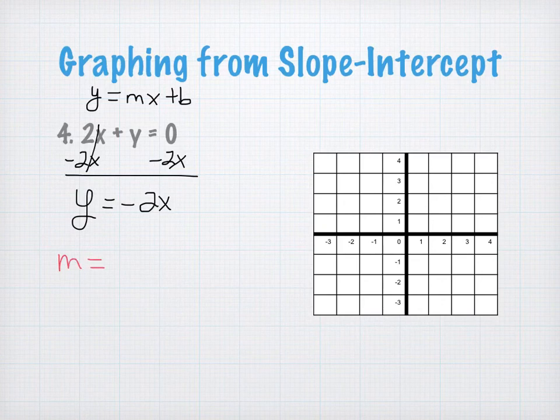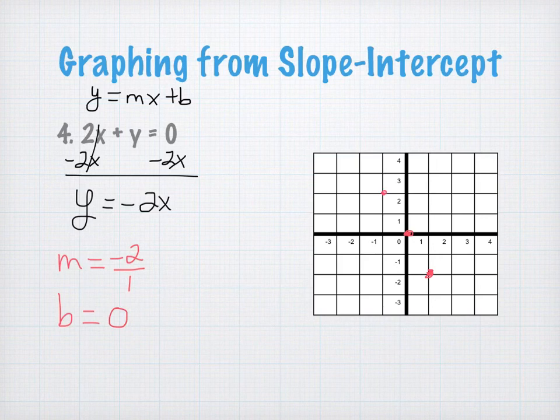So let's identify our slope and our y-intercept. Well, my slope's going to be negative 2. Make that a fraction by putting it over 1. And if you notice, there's nothing after the 2x. So where am I going to start on my graph? Where's my graph going across the y-axis? Well, that will be at 0. So my first point is going to be at 0. From 0, I'm going to go down 2, right 1. Another option would have been from 0 to go up 2 and left 1.